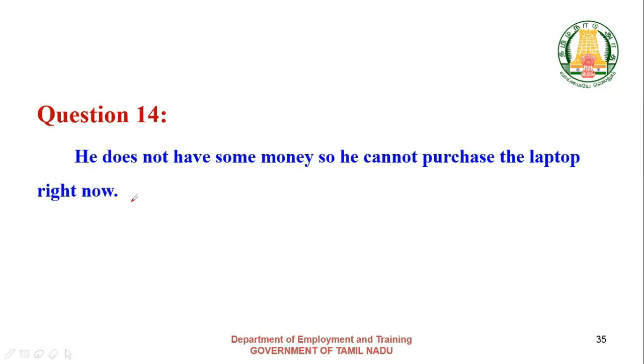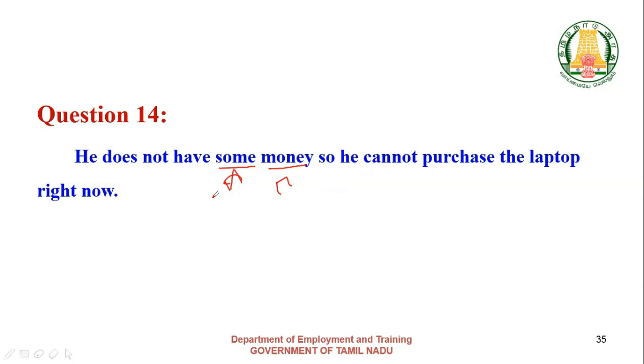Question number 14. He does not have some money, so he cannot purchase the laptop right now. Can you find out the noun and the adjective in the sentence? Some is an adjective. Money is a noun. The person does not have money, so he cannot purchase the laptop.